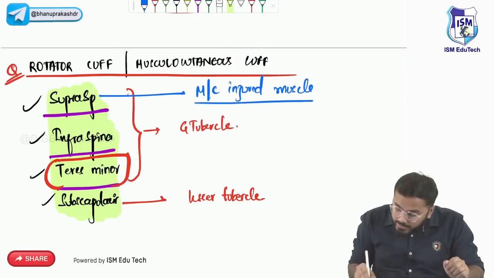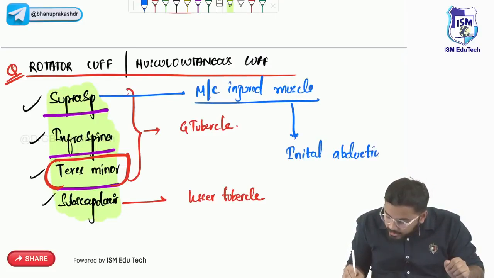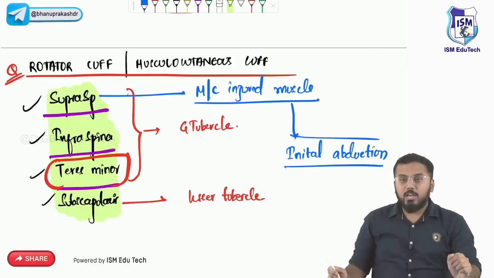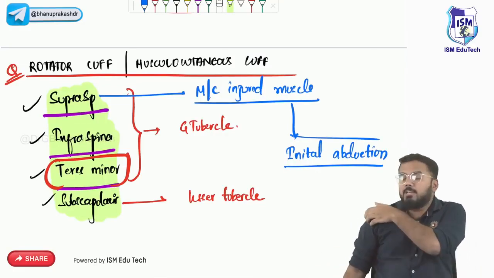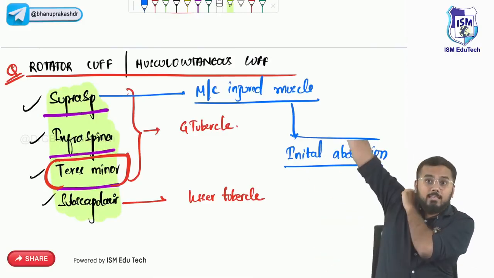And supraspinatus function is initial abduction. Initial abduction means you abduct up to here and leave it. It is not like this. It is only initial abduction. Okay? 0 to 15 degrees only. From 15 degrees to 90 degrees, it is another muscle, which I will tell you later. But now 0 to 15 degrees, supraspinatus.